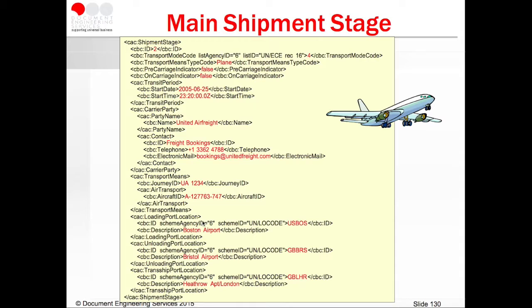And then now we have information about the loading port, unloading port, and transshipment. So we can see that the goods were loaded at Boston Airport. There's its UN LOCODE. It was unloaded at Bristol, but it was transshipped through Heathrow.